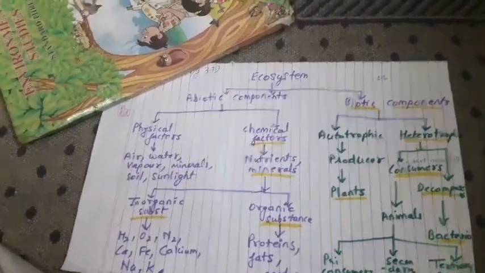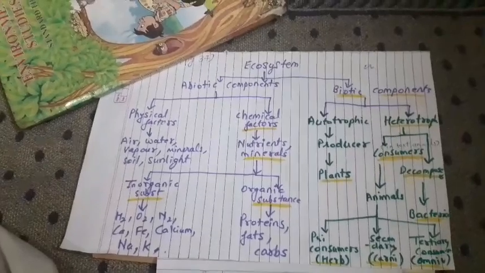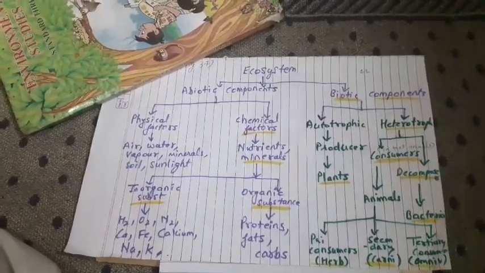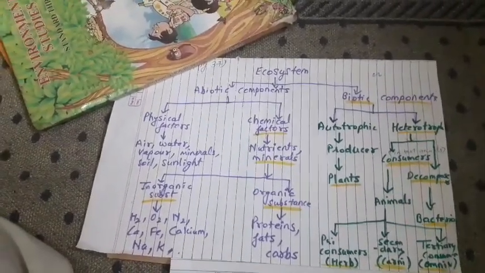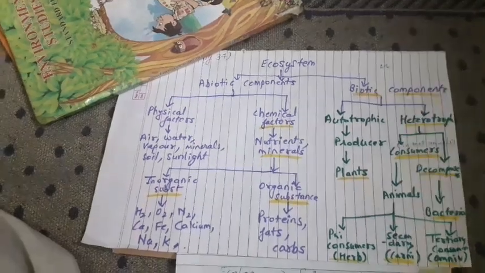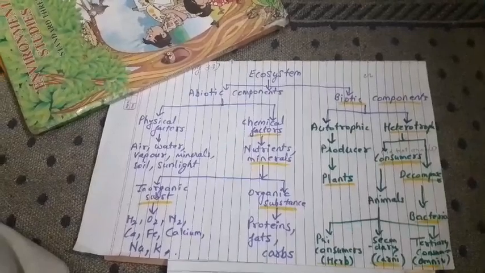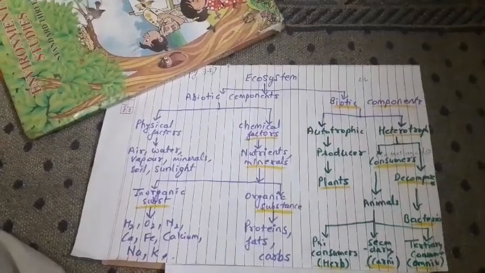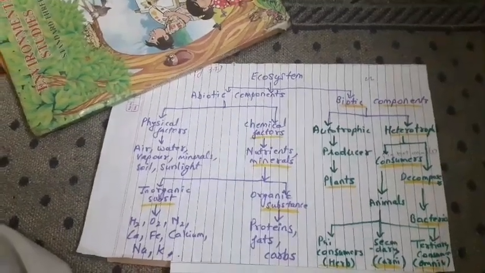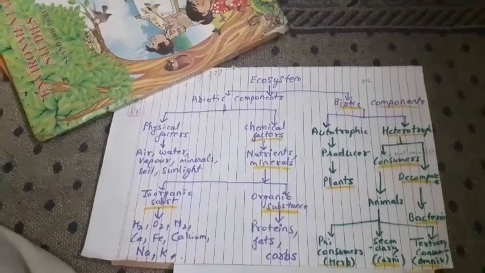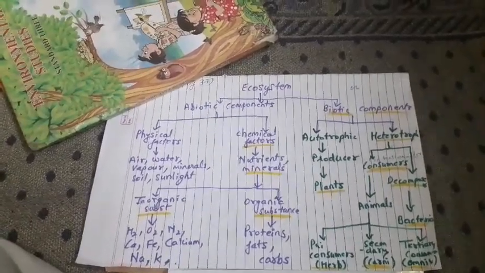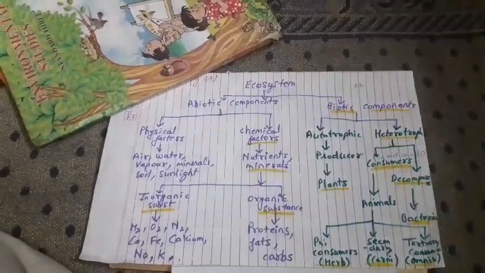Now when you see this chart in your textbook on page 37, there is a correction. Under heterotrophic, they have directly given you animals in the first arrow, which is wrong. Animal is an example. There you have to write consumers. Cancel that animal and write consumers. After consumers, the next answer is decomposers.